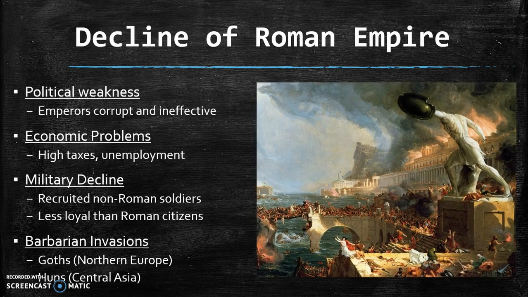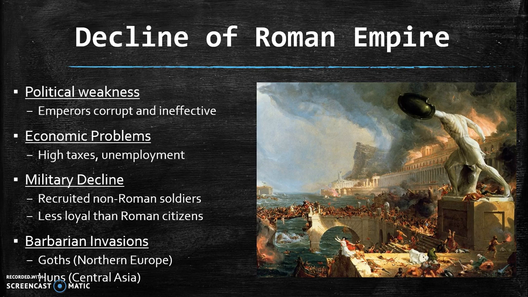First, let's talk about the reasons why the Roman Empire began to decline. One of the major reasons why the Roman Empire had a lot of issues during this time period is that over time, emperors became increasingly corrupt and ineffective. This was compounded by economic problems such as unemployment and the lack of economic growth. Emperors also imposed very high taxes on the population in order to maintain their lavish lifestyles and the cost of running such a large empire.